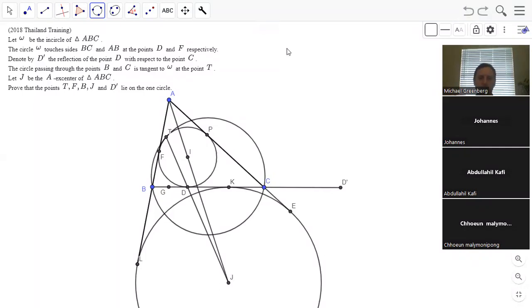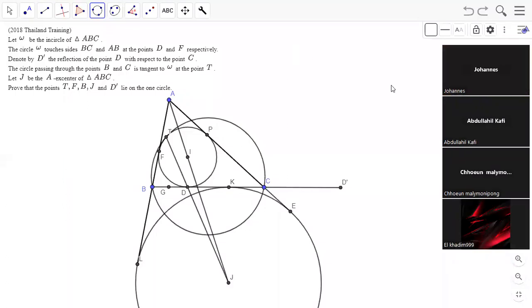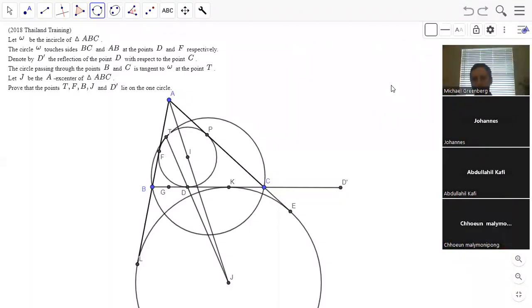And it looks like we have someone else joining. Let's see. Hello. He's still connecting.